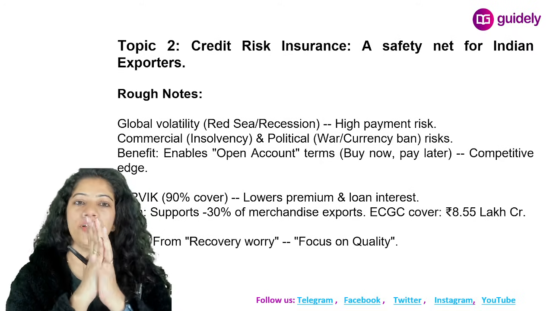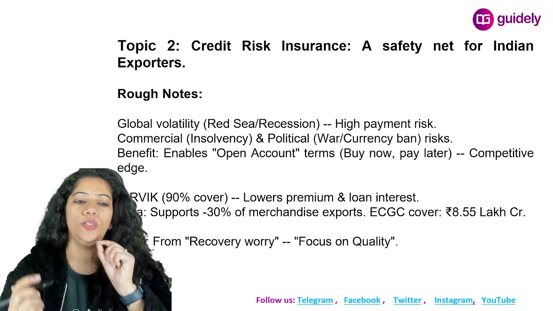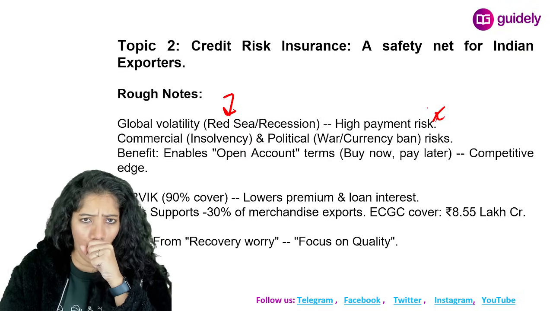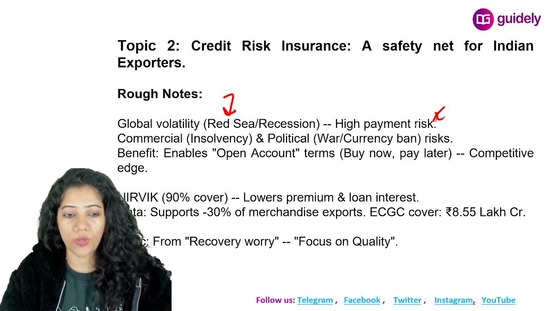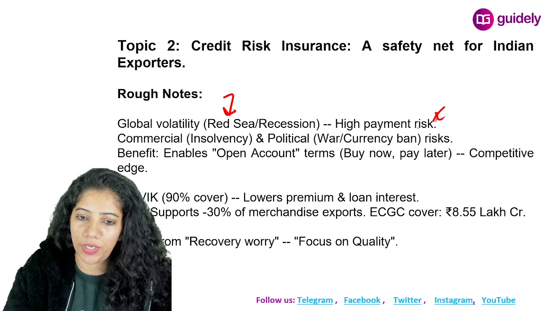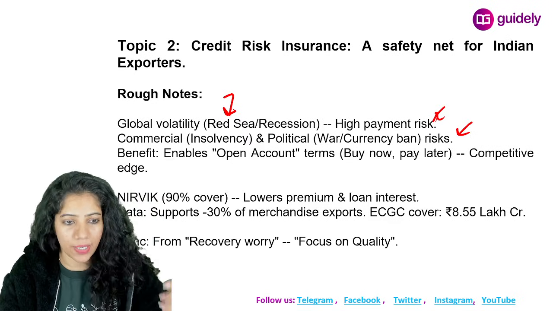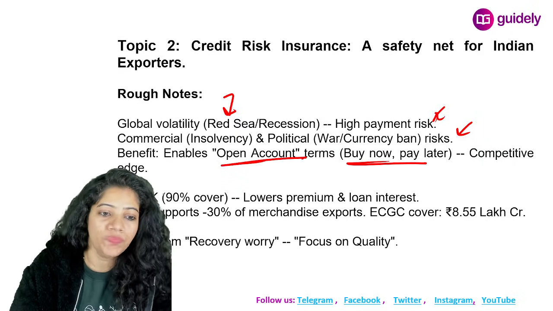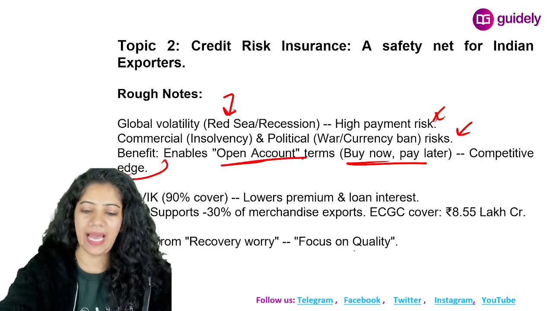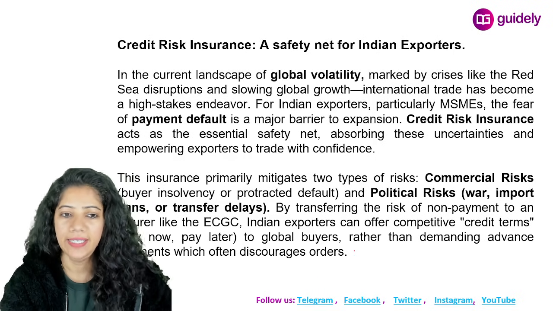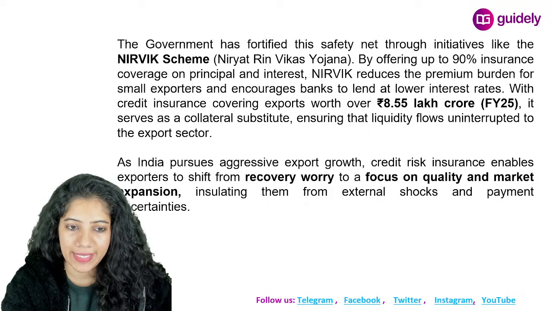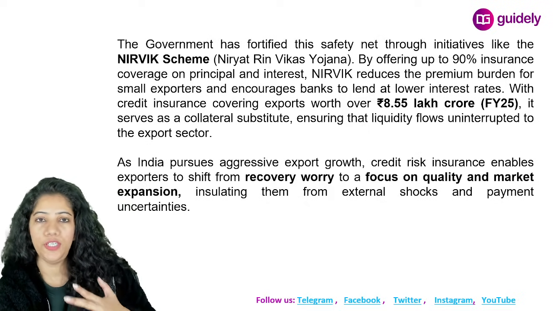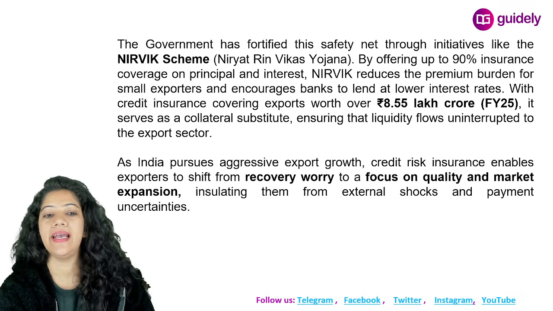So here in my rough notes, I have first global volatility, Red Sea and recession, where there can be high payment risk, commercial insolvency, political war, currency ban risk, benefit is enabling open accounts, buy now, pay later terms, competitive edge and so on. Just like the previous one, this one will be written the same way, keeping the same points in mind. It is a bit different, but it will be built exactly like this.